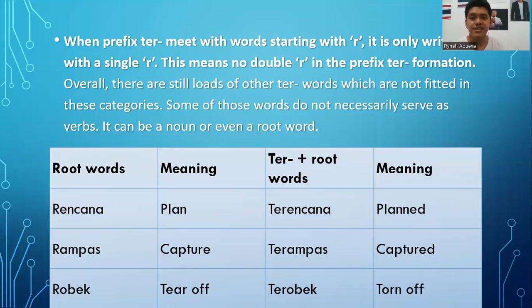Rampas. Rampas means capture. It becomes terampas, meaning captured. Robek. Robek means to tear off. If you add the prefix ter, it becomes terobek. Terobek means torn off. And that's it for today's lesson.